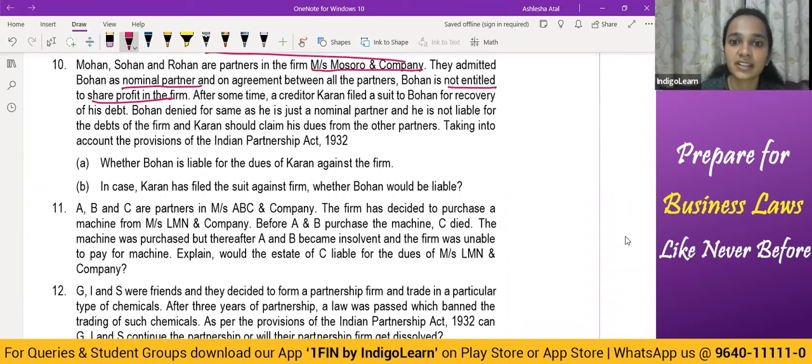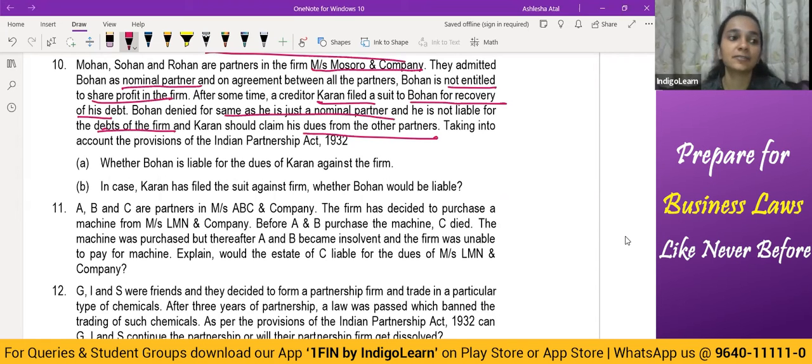After some time, a creditor, Karan, filed a suit against Bohan for recovery of his debt. Bohan denied it, as he is just a nominal partner and not liable for the debts of the firm, and Karan should claim his dues from the other partners. Now, taking into account the provisions of the Indian Partnership Act 1932, is Bohan liable for the dues of Karan against the firm?